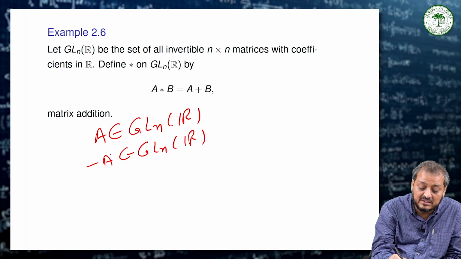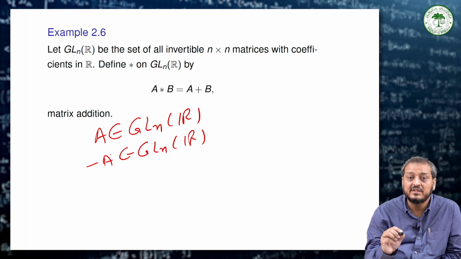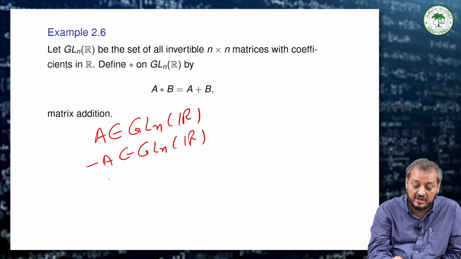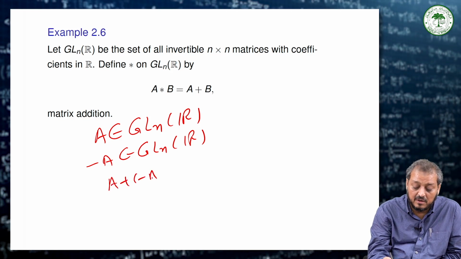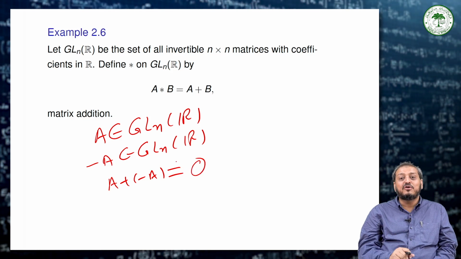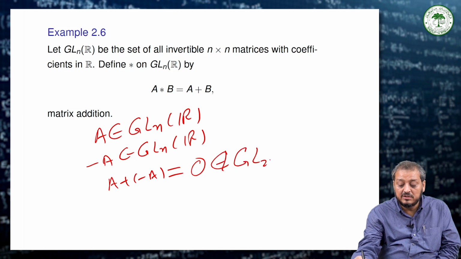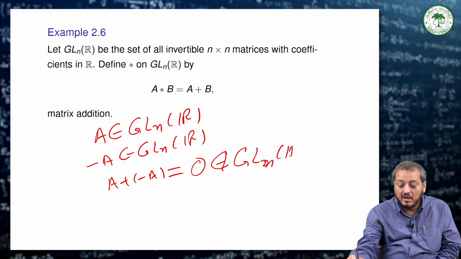So this minus A is also an invertible matrix. We can simply say that if we take A plus minus A, we get a zero matrix, and you know that the zero matrix is not an invertible matrix. So this means 0 clearly does not belong to GLnR.